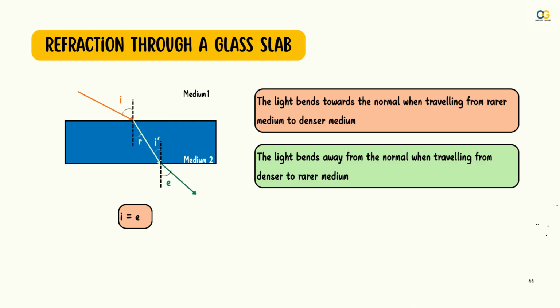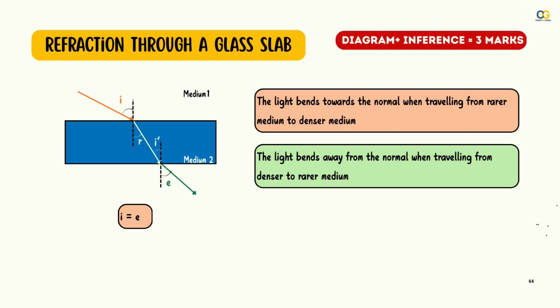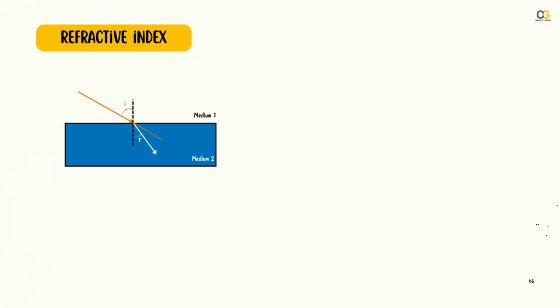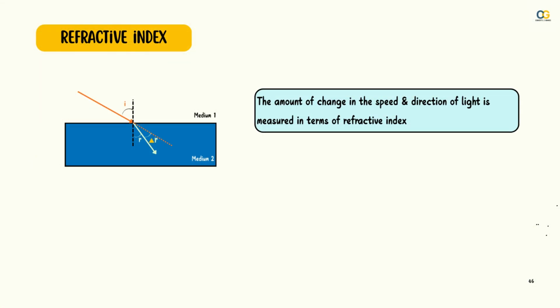Usually this question is asked to explain the inference for 2 marks, and with the diagram and the inference, you get your full 3 marks. Let us now understand what is refractive index. The amount of change in the direction of light when it is traveling from one medium to another is measured in terms of refractive index.